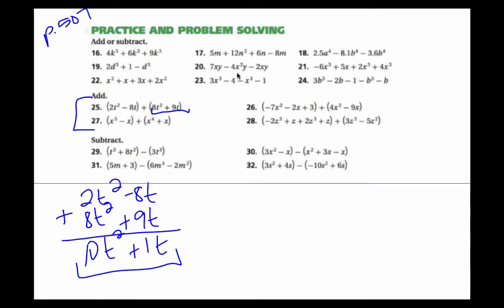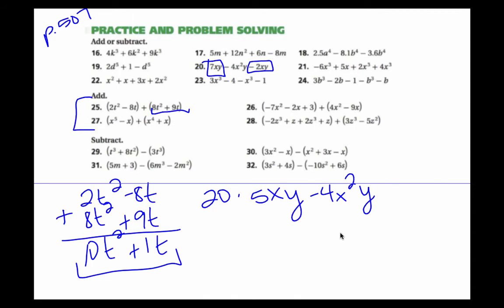7xy, then we have negative 4x squared y, and then we have negative 2xy. These are like terms, okay? But this does not go with these two because the exponent is different, all right? So if I'm just looking at this, I can just combine this horizontally. So this is number 20. What's 7 minus 2? That's 5xy, and then minus 4x squared y.